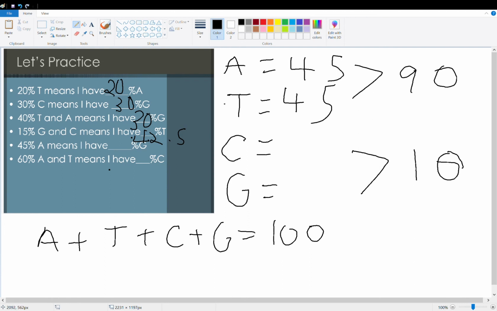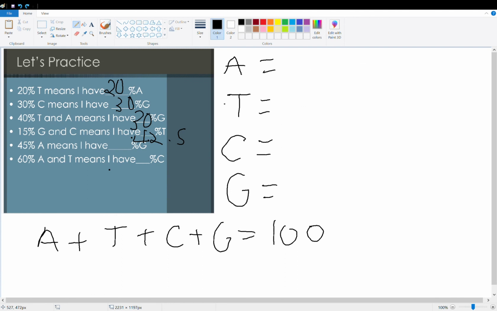Now, I only want to know how much G I have. And remember, collard greens. C and G will always go together. So what I'm going to do is divide the 10 by 2, and that'll tell me how much C and G I have. That's going to be 5%. So I have 5% G. Alright, and final thing. The final question is, I have, let me fix that 5.